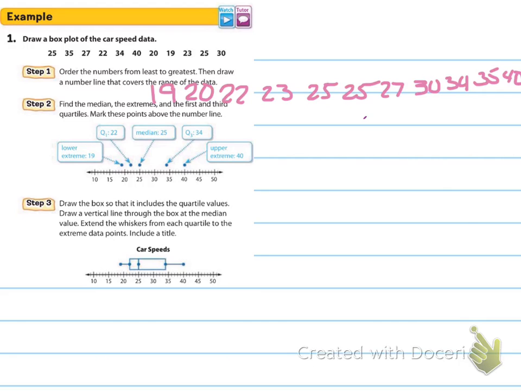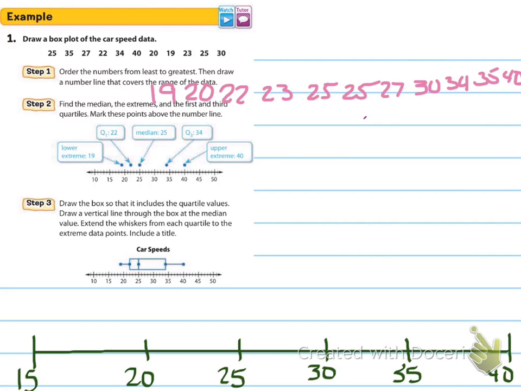So now we've got all our numbers in order from least to greatest. We're going to find the median, the extremes, and the first and third quartiles. So I'm going to go ahead and set up my own number line. I'm going to set up mine with my spacing of 5 just like they did, but I'm just making a bigger picture so that I can see it a little more clearly. You can put your smaller tick marks in as well. That'll be completely up to you. Now we want to find the median and the extremes and the first and third quartiles so that we can plot them on this number line. We're going to mark those important parts.